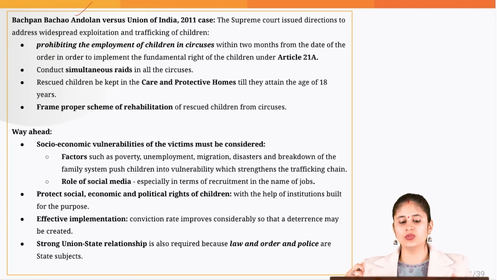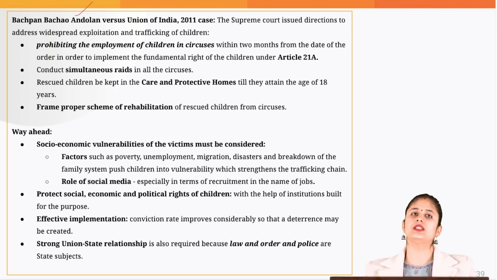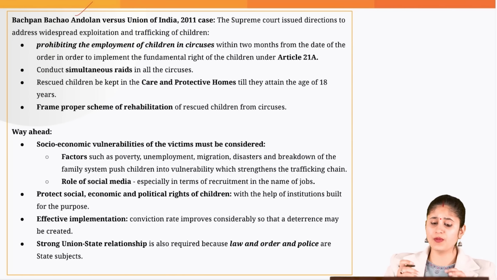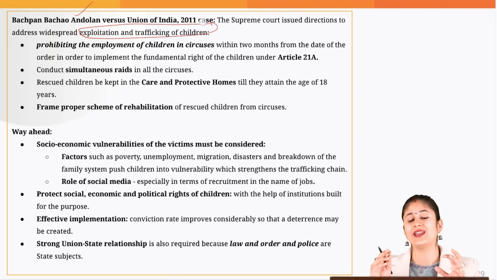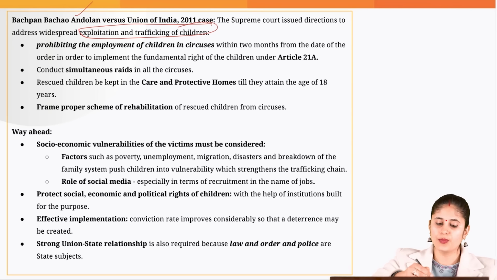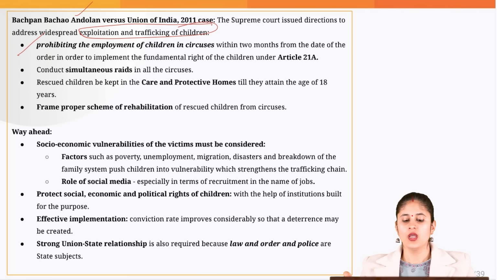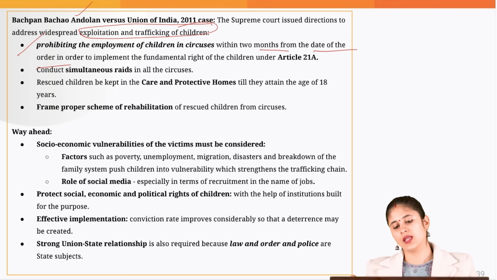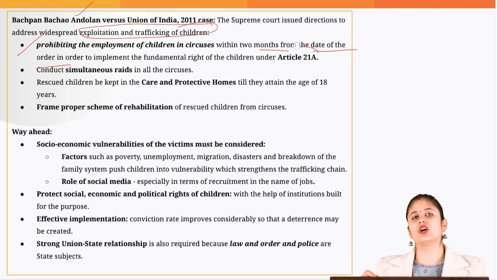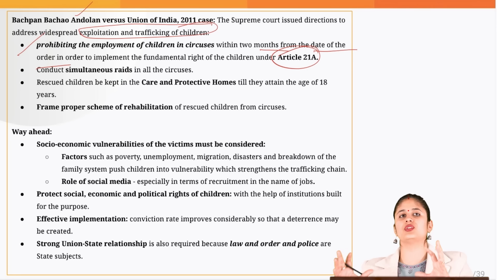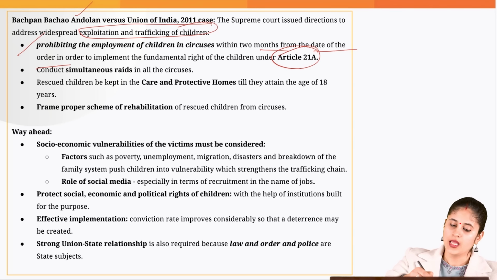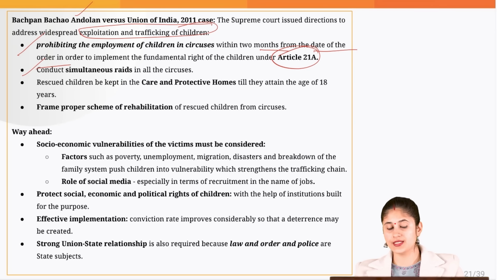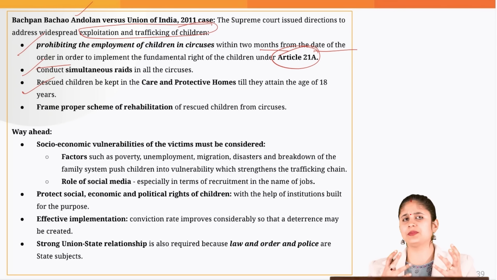Now, when it comes to the 2011 case, that is Bachpan Bachao Andolan versus Union of India, therein the Supreme Court tried to prevent the exploitation and trafficking of children especially in circuses. So it prohibited the employment of children in circuses within 2 months from the date of the order, so that we can effectively ensure that Article 21A is implemented. Children should enjoy their right to free and compulsory education. Then it talked about conducting simultaneous raids in all the circuses and rescuing the children. So the state has been given these two options.